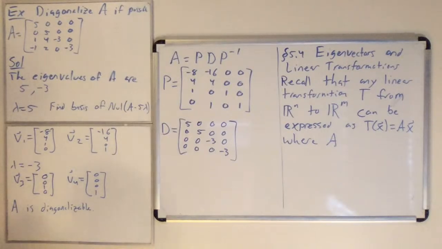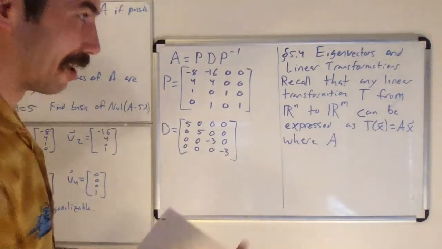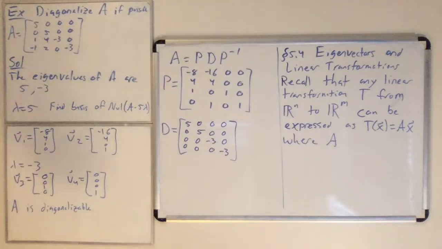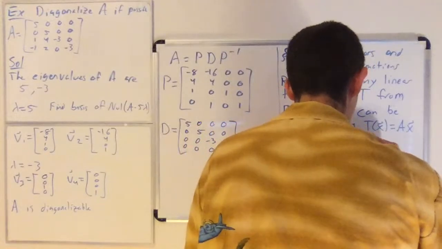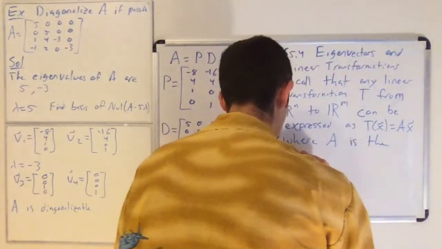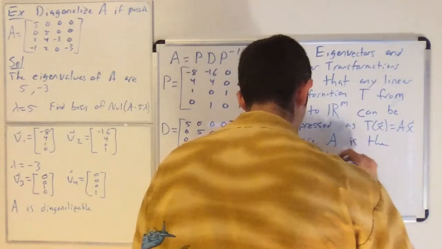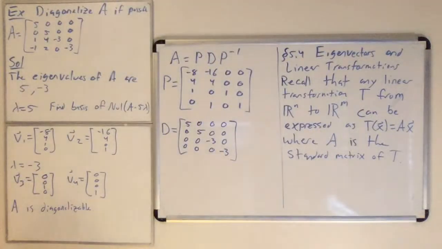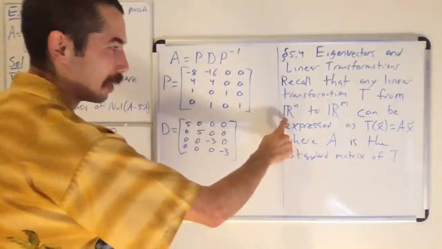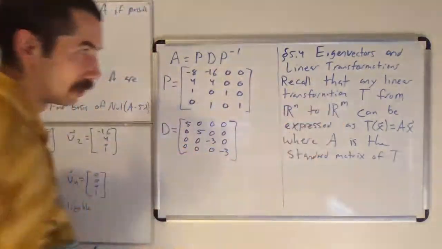I'm sure it's somewhere in your notes, but I'll write it out now. So A was called the standard matrix of T. Yeah, Taylor, exactly. A was the standard matrix. Okay, but this is for linear transformations between Rn and Rm.